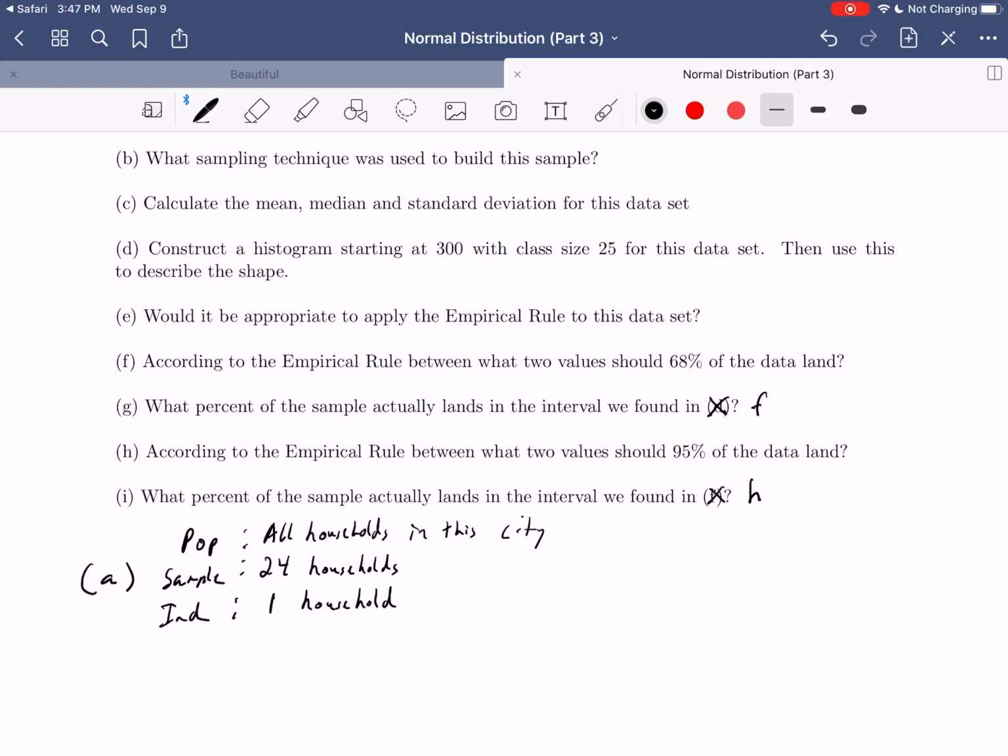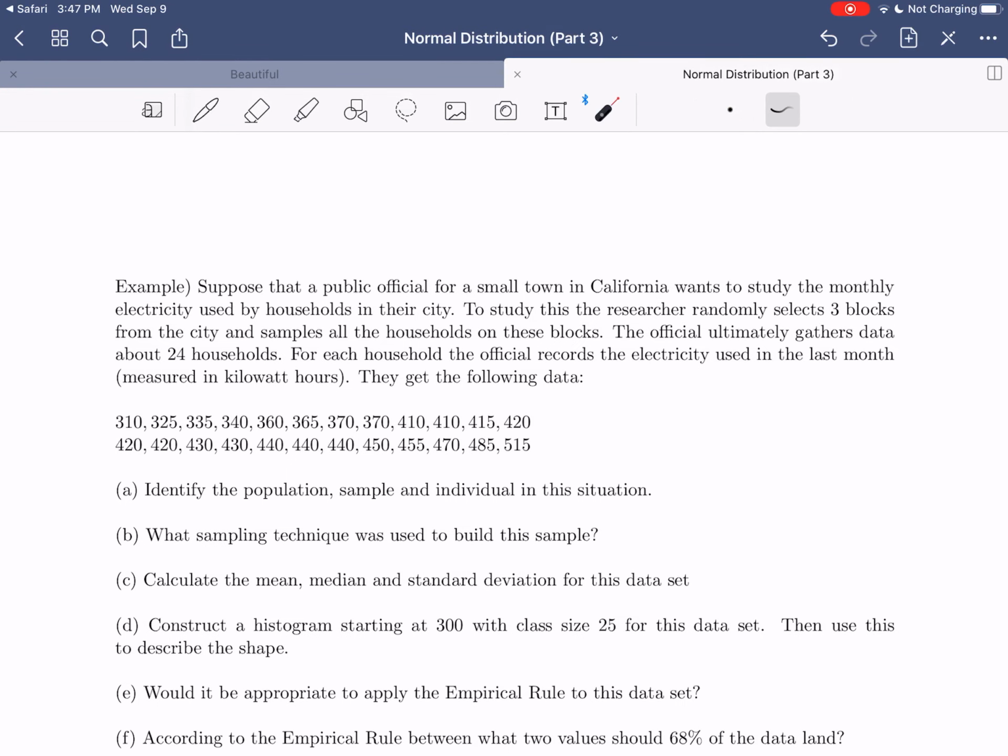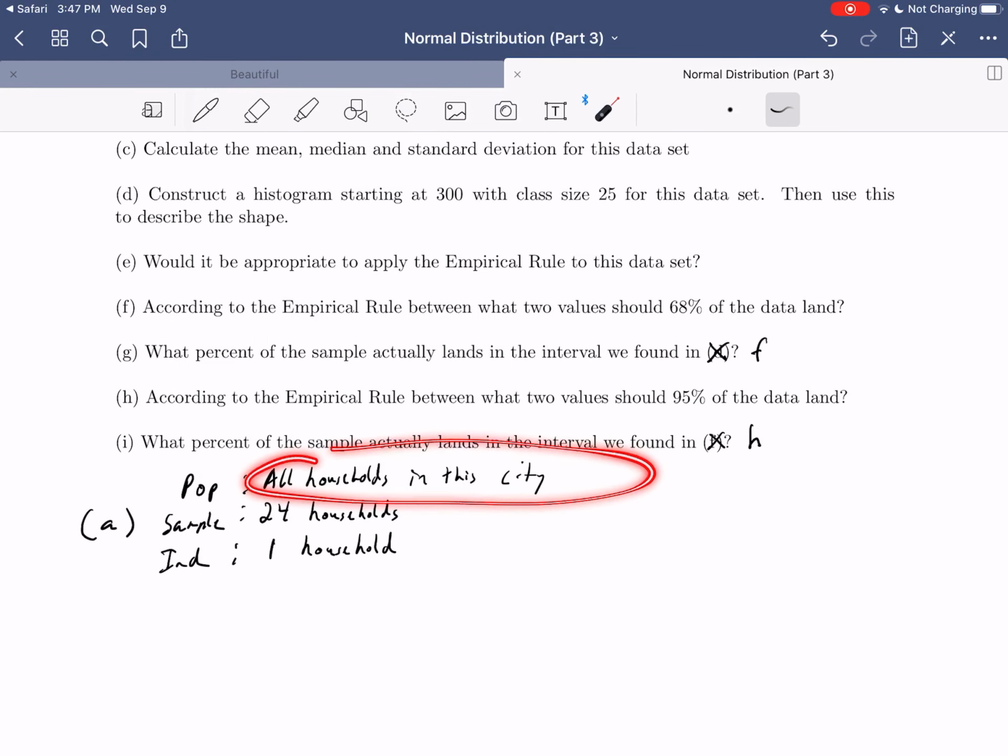Because this official is only interested in studying the households in this town, we can say that the population is all households in the city. Notice there's no mention in any of these of the variable, which is the amount of electricity used. That is the variable, so it does not appear in the description of the population, sample, or individual.